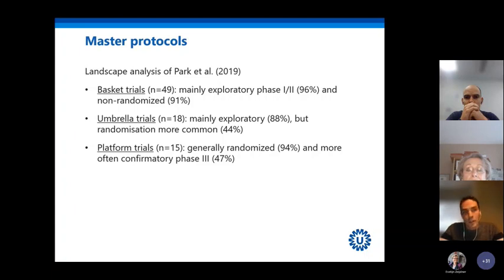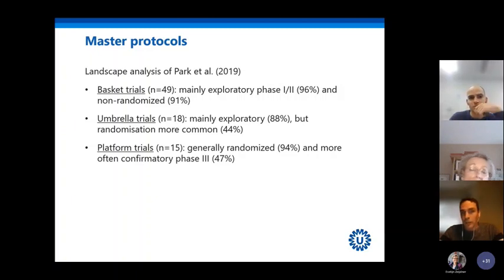Master protocols are used and are becoming more and more common. This is not the most recent overview, but there's a landscape analysis from a few years ago. There, the majority of trials with a master protocol were basket trials. These were mainly exploratory, in phase 1 and phase 2 research, and considered non-randomized studies, so without a comparator arm.